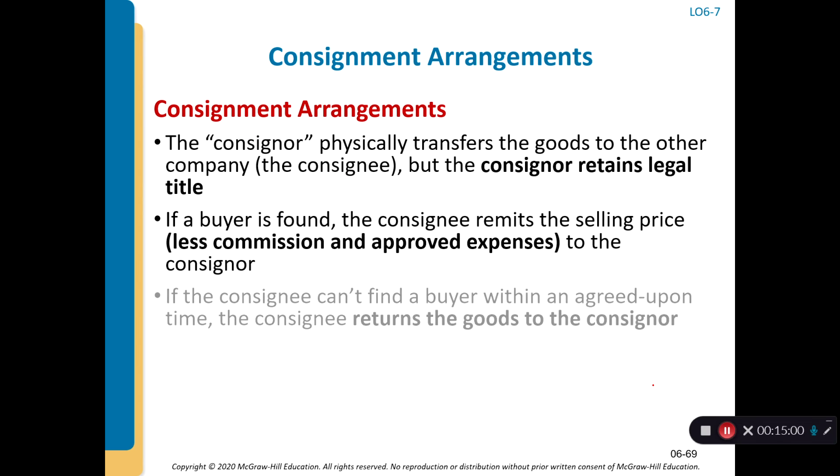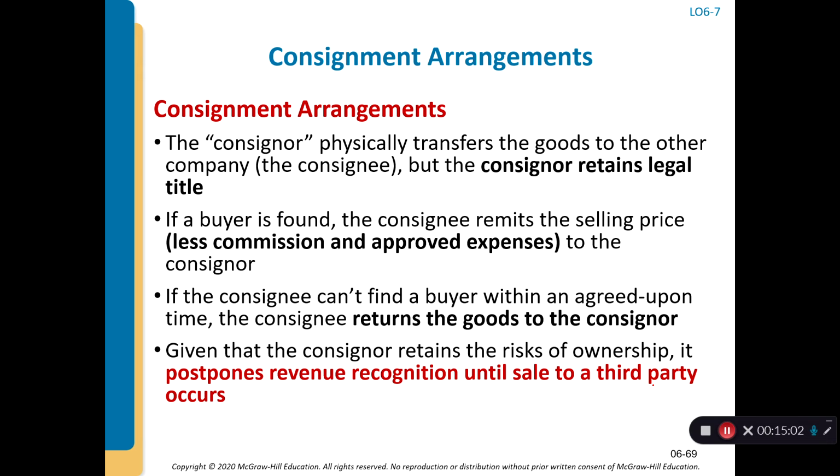Okay. And a consignment arrangement is usually used in an art gallery, right? The art gallery would be the consignee, and the consignor will be the artist. So basically, what is consignment? Consignment means that the consignor, which is the artist, physically transfers their products, which are the arts, the paintings, to another company, which is the art gallery. But the consignor retains the legal title, so the artist still remains the title holder for their paintings.